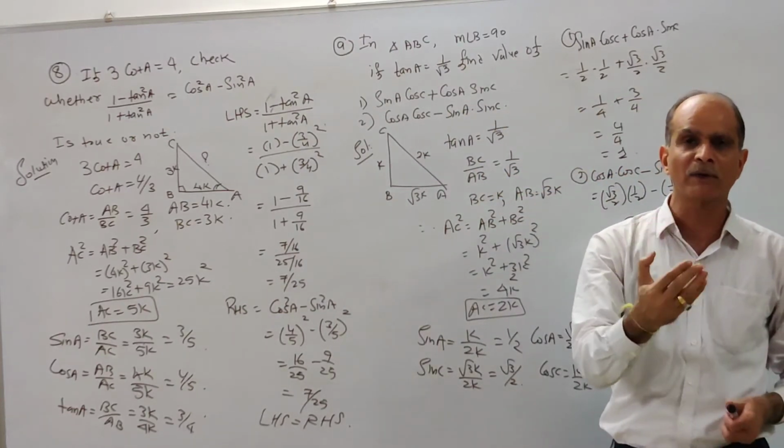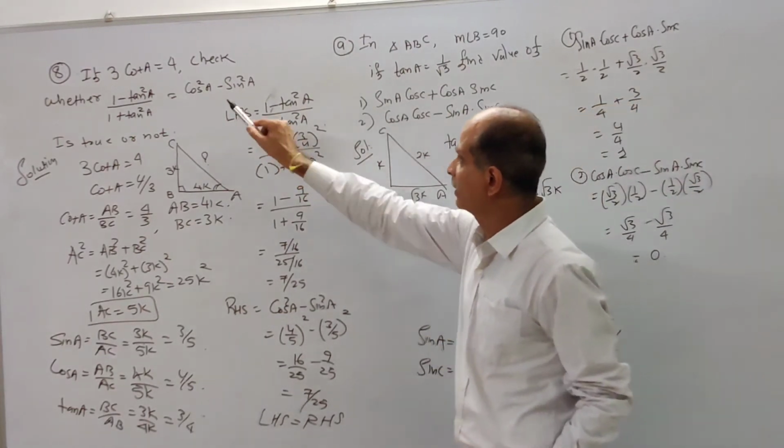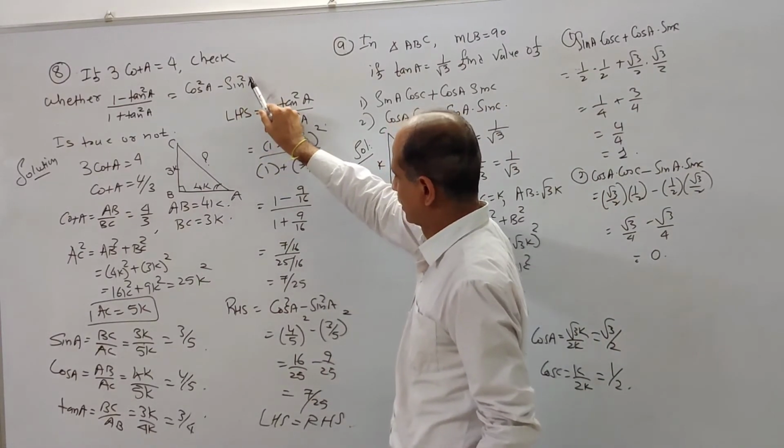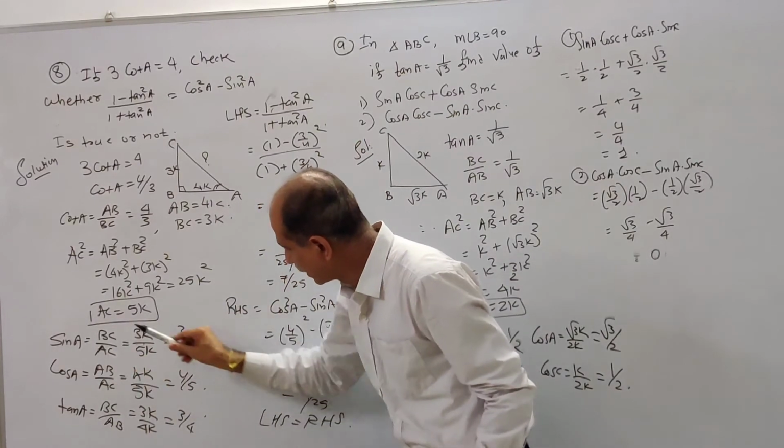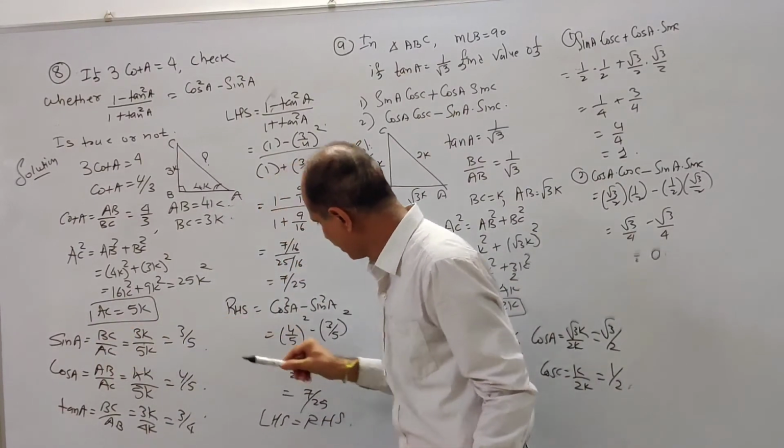Now let me find out the value of the right hand side. So what is your right hand side? Cos square A minus sin square A. So the value of cos A is 4 by 5, and the value of sin A is 3 by 5.